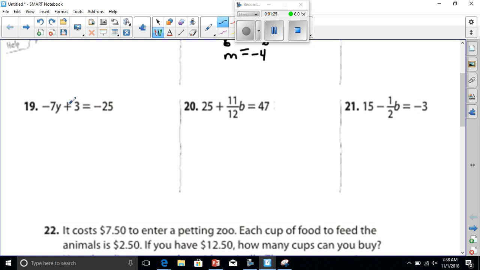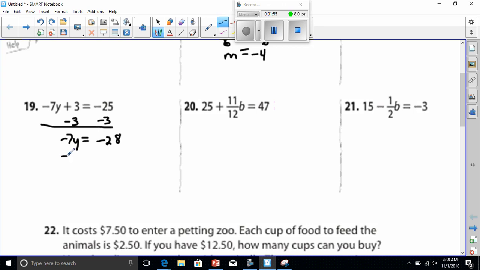Doing the same steps, I have to deal with my variable last, so I'll deal with my number first. Opposite of positive 3 is negative 3. Whatever I do to one side, I do to the other side of my equal sign. Now negative 25 and negative 3 make a negative 28. And now I have negative 7y is equal to negative 28.